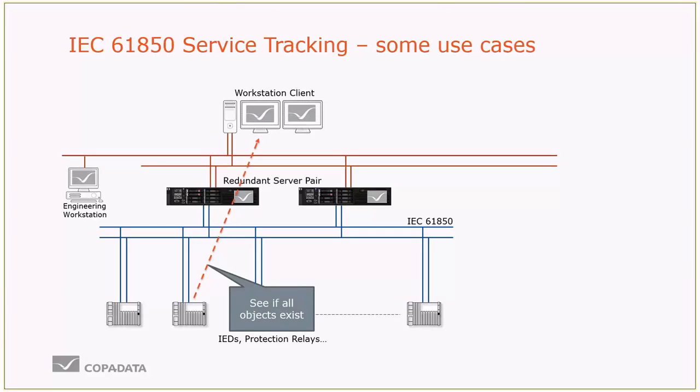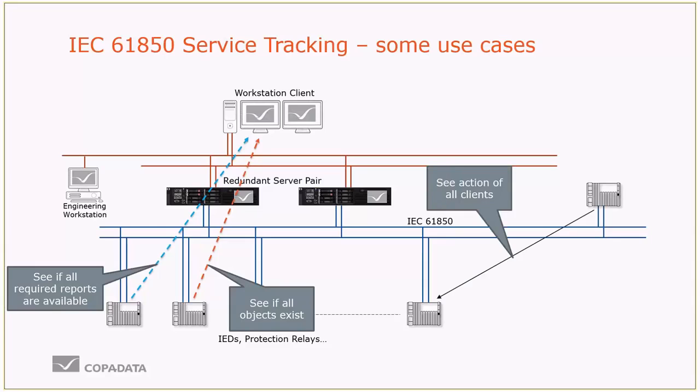For instance, with service tracking, you can find out if all data objects really exist that you are expecting as a 61850 client. Or you would see if you get all required reports and if they are available on a 61850 server. And also a nice use case is if a different client is doing an action, the server can report to another client who has done the command for, I don't know, switching something, and you can find that out.